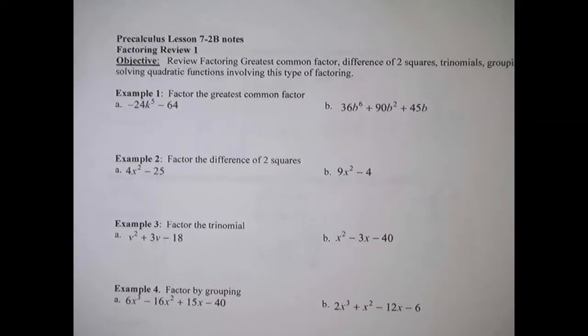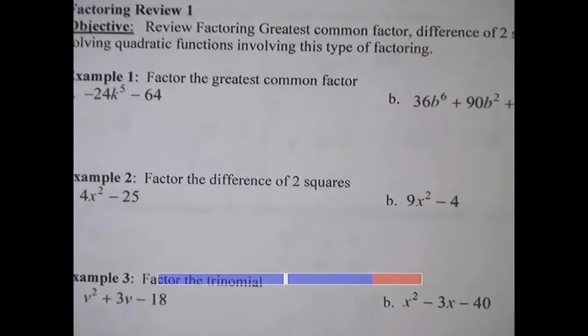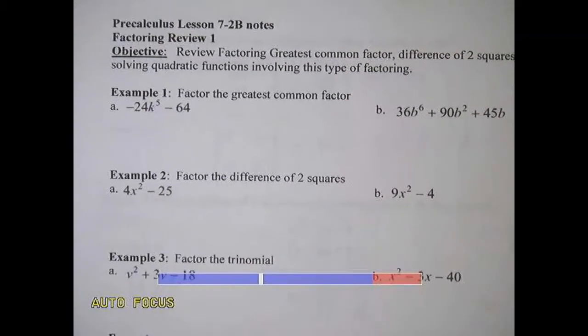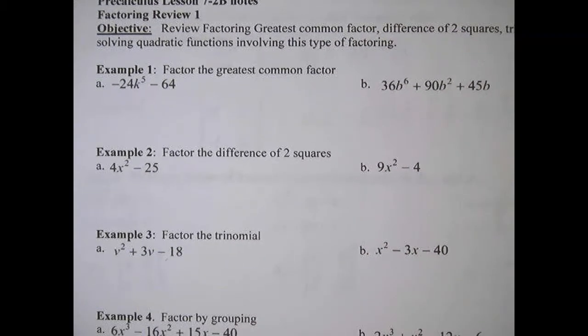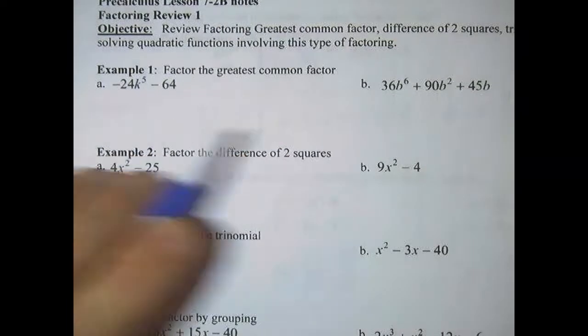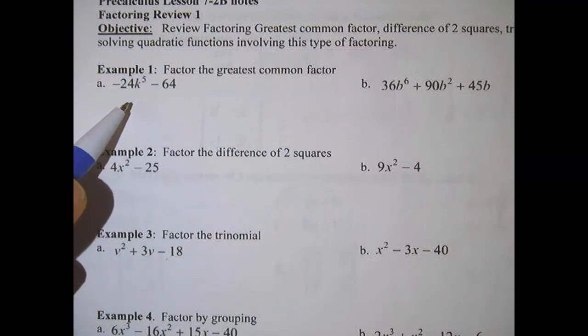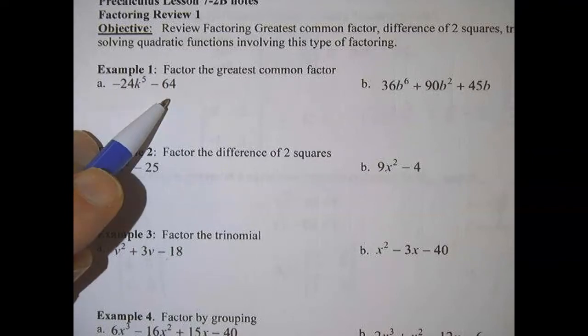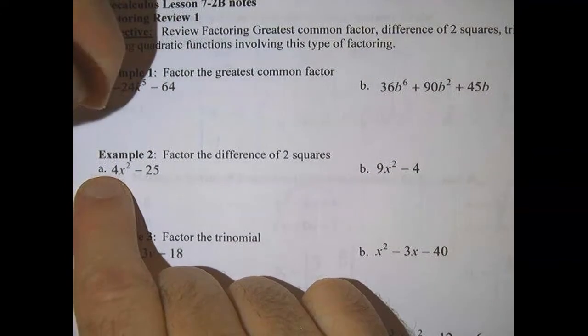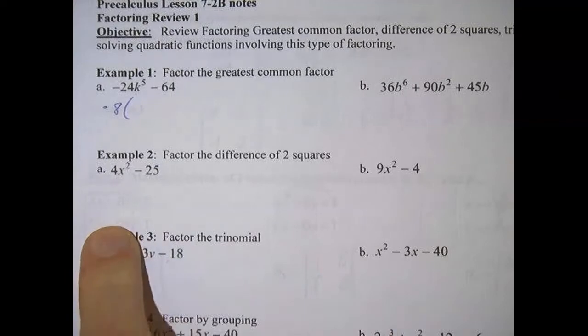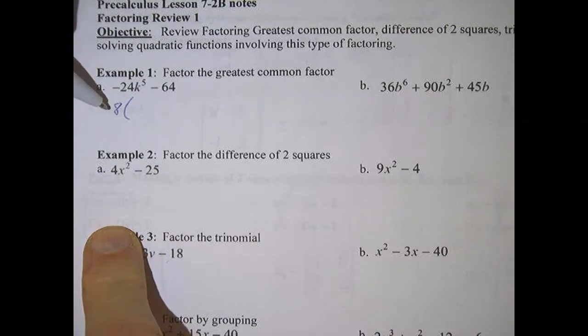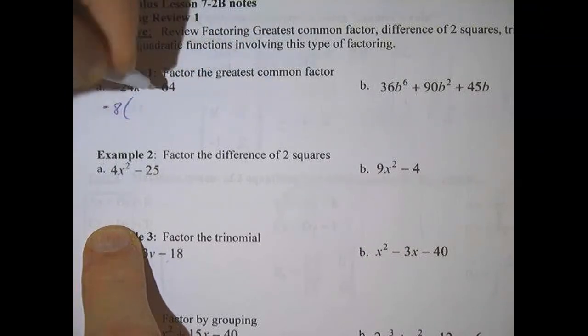So the first skill in factoring is just factoring out the GCF. And so when we have something like these example 1 A and B, we want to get rid of the negatives. So I'm going to look here for a common factor, and I realize that there's a negative 8 in both. So I take that out. And then I ask myself that question, what do I multiply negative 8 by to get negative 24k to the 5th? And that is going to be positive 3k to the 5th.